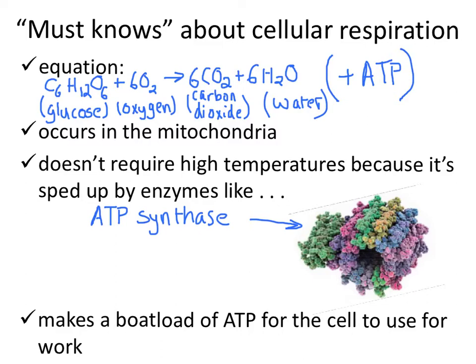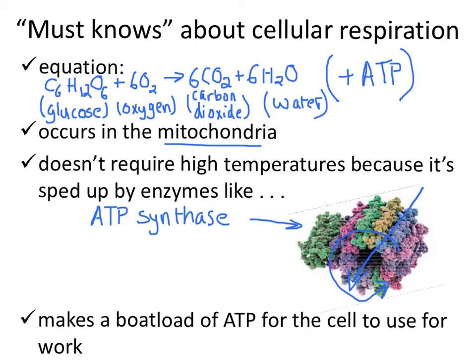You also need to know that this occurs in the mitochondria, and that it doesn't require high temperatures because it's sped up by enzymes like ATP synthase. So this enzyme is just sick. It's the smallest molecular water wheel known to nature. And basically there's a current of particles that flow through this hole, and the whole thing spins around, and as it does so, it takes ADP and a phosphate group and attaches them to make ATP. So it's an enzyme, and it speeds up that reaction, and it does so by acting like a water wheel.